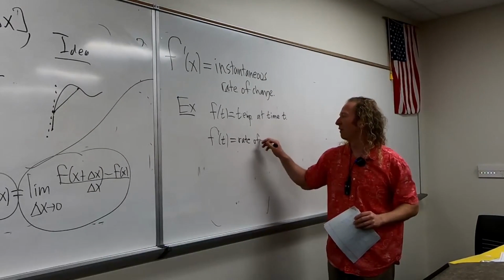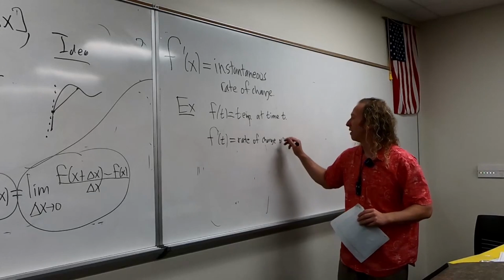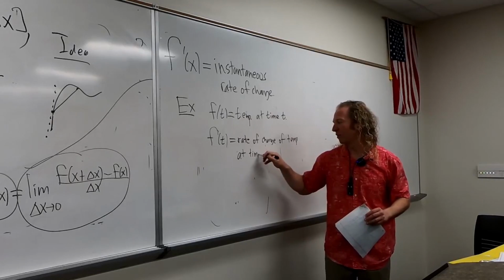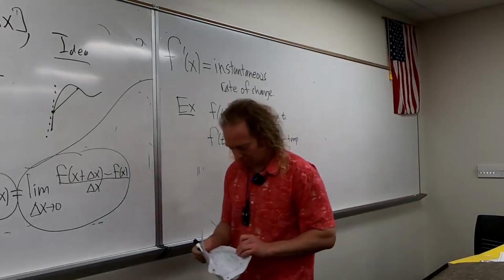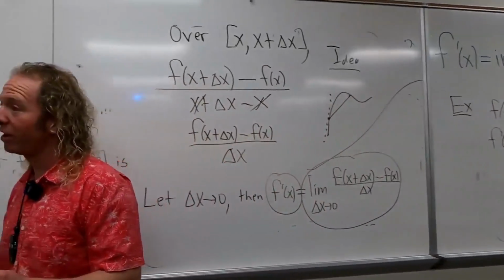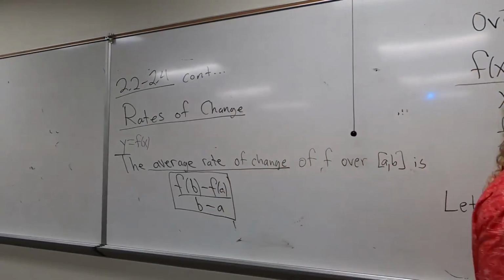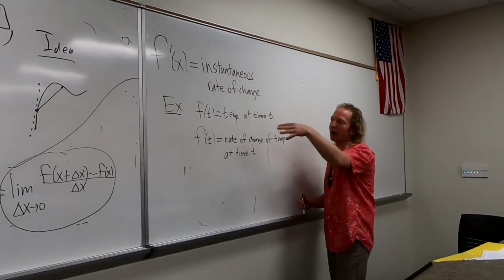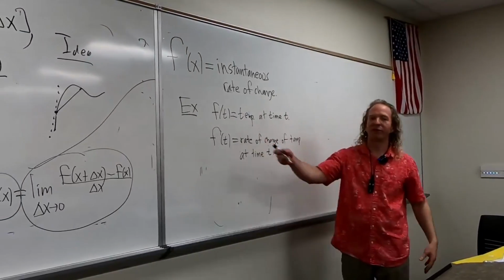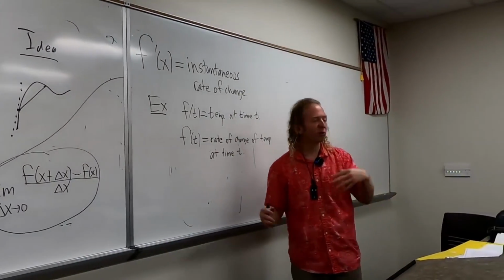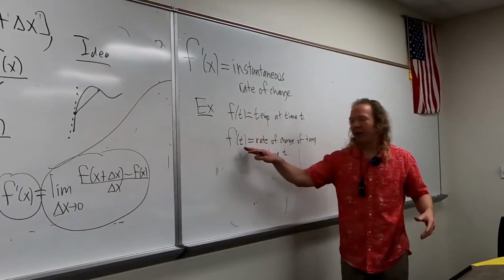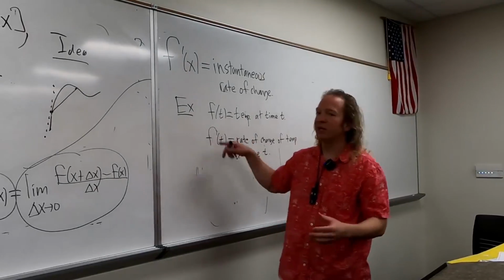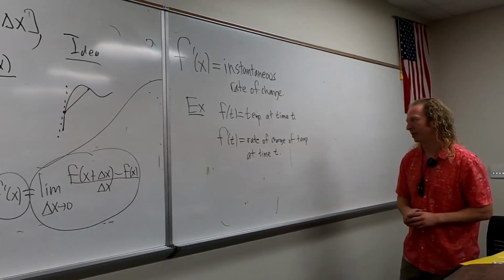So this would be the rate of change of temp at time t. The derivative gives you the rate of change of anything. You have any object, any function, and the derivative will give you the rate of change of that function. If this tells you the population of deer in a forest, the derivative will tell you how fast the population is growing or shrinking. If this is money, it'll tell you how fast your money is increasing or decreasing. So the derivative tells you whether the quantity is decreasing or increasing. It's the rate of change.